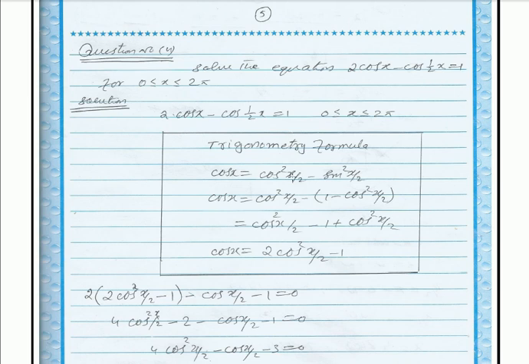First of all, I shall share some trigonometry identities so that we can solve this question easily. We know that by converting cos x into half angle, we have cos square x by 2 minus sin square x by 2, and from the identity sin square x by 2 is equal to 1 minus cos square x by 2. After simplification, cos x is equal to 2 cos square x by 2 minus 1. So we shall put this value at this position.